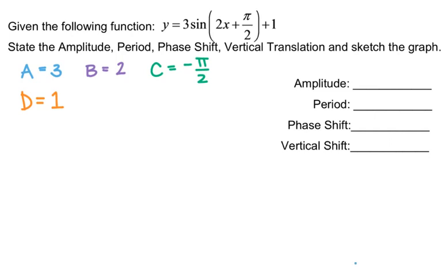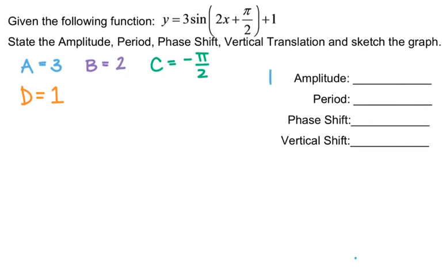So what is the amplitude? Remember, amplitude's always the absolute value of A. It's already positive. My amplitude here is 3. Period. The period's the absolute value of our normal sine period, which is 2 pi. Tangent would be 1 pi. So 2 pi divided by b. In this case, 2 pi divided by 2, that's going to give me a positive pi. Amplitude and period, remember, those are always positive values.